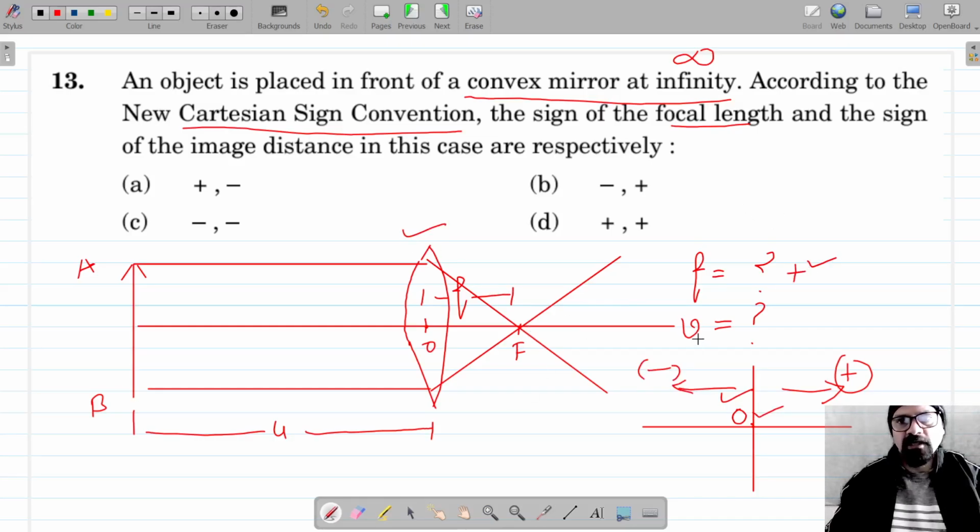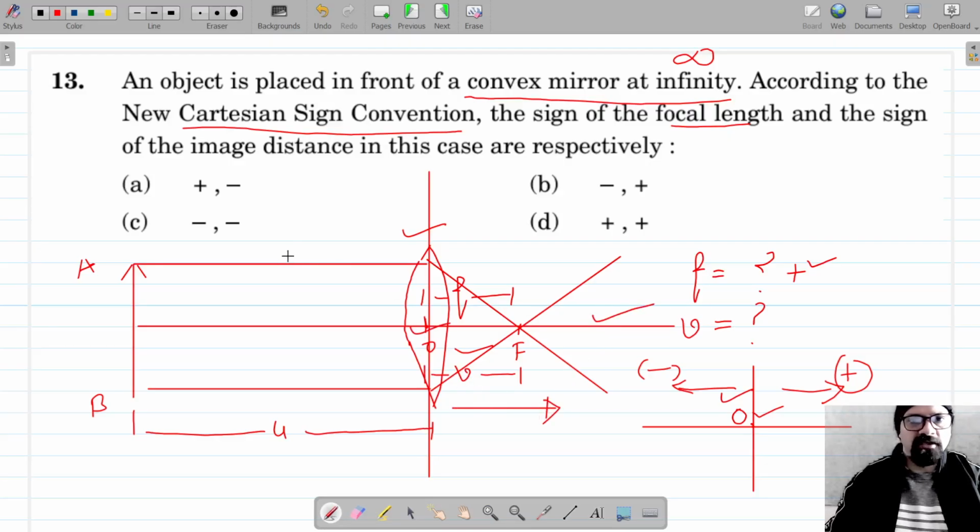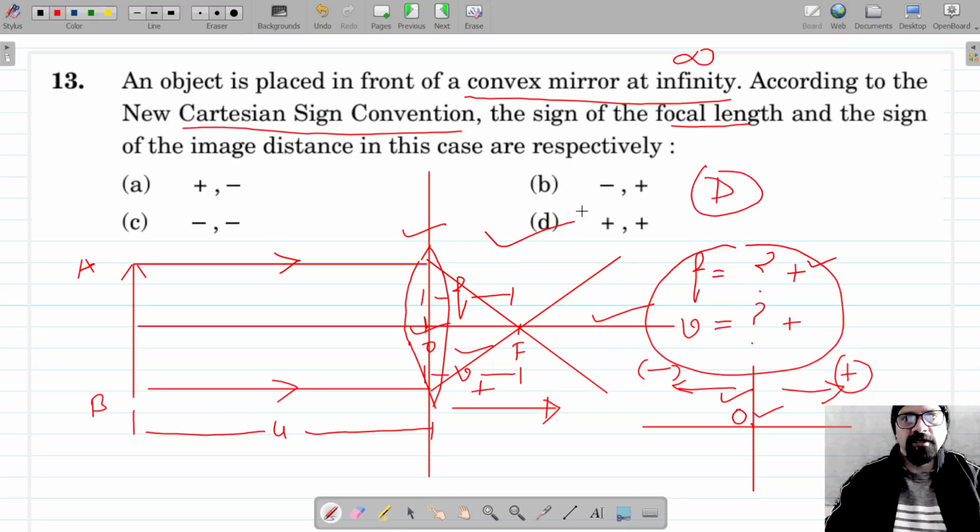Now the distance between the optical center and the image is denoted by V. So V is on the other side of the lens. This optical center is considered to be the origin. Image distance is measured from the origin towards the right side, that is in the direction of the incident light. So this is also taken as positive. So image distance is also positive. So in this case, our option is option D.